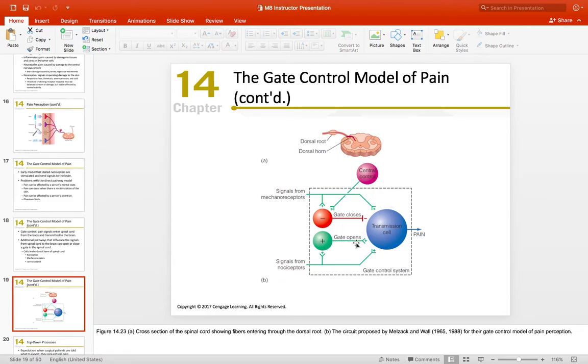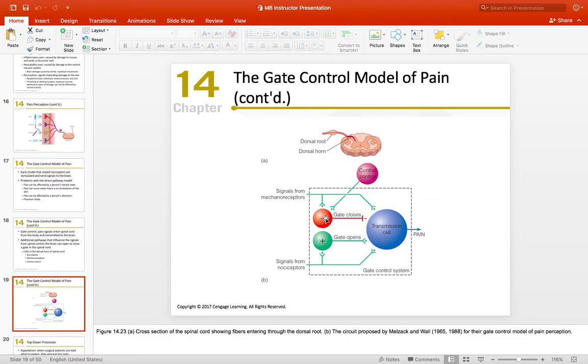You've got literally the pain gate that can be open or closed here. For example, we have the signals from the nociceptor. That's going to activate, that's going to be pain, essentially. This means that the gate's going to open, and then that signal is going to go up to the brain. That's going to be a signal of pain.